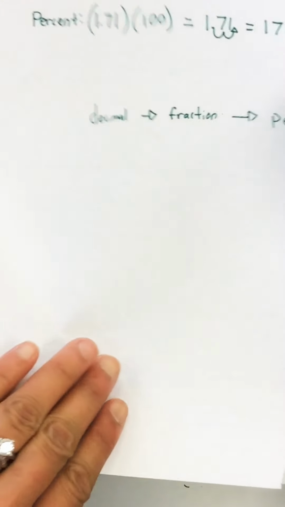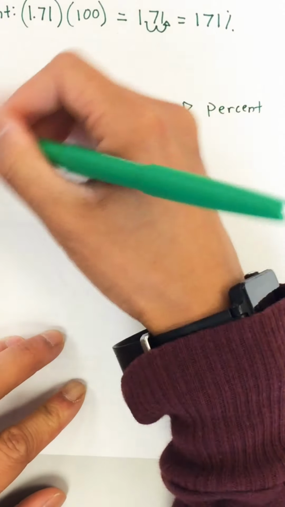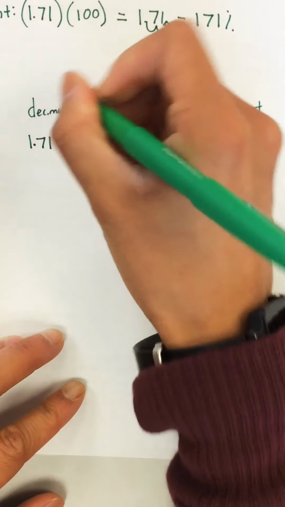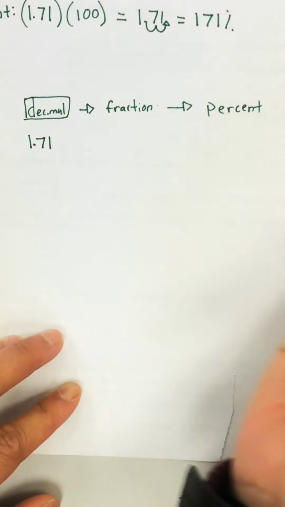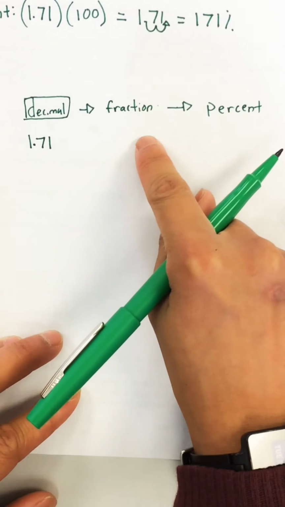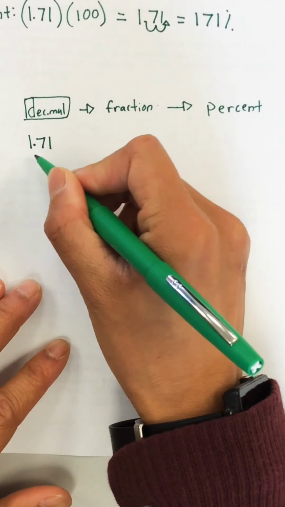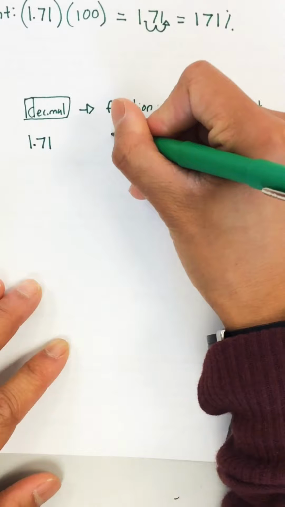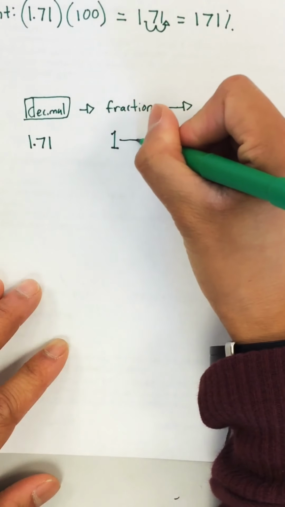Sorry, you can't even see that. Alright, so if I have the decimal 1.71, 1 and 71 hundredths, right? This is my number. A decimal is just a number, right? I can convert this to a fraction pretty easily because I know that 1 is a whole because it's left of the decimal point. All of those numbers are whole numbers. So I have 1 whole of something.